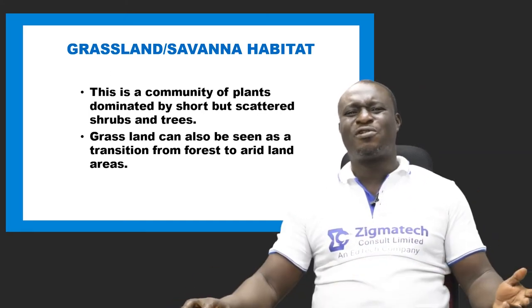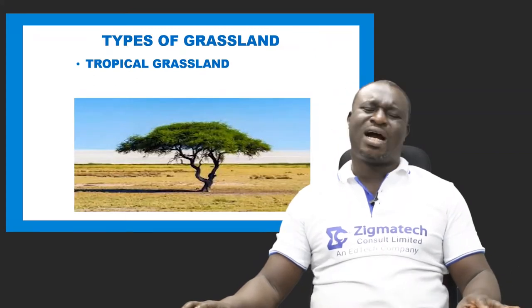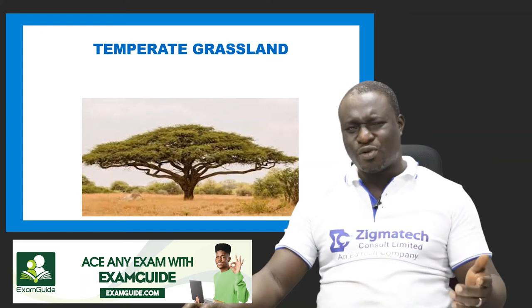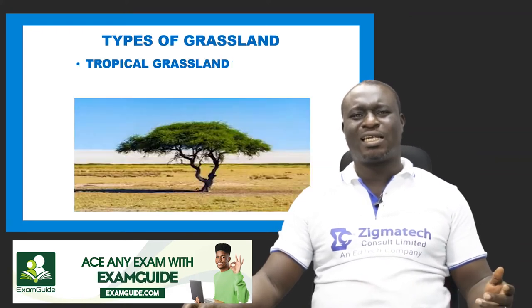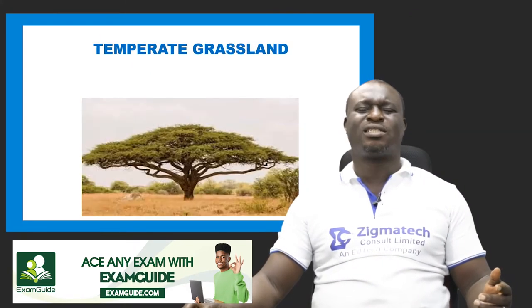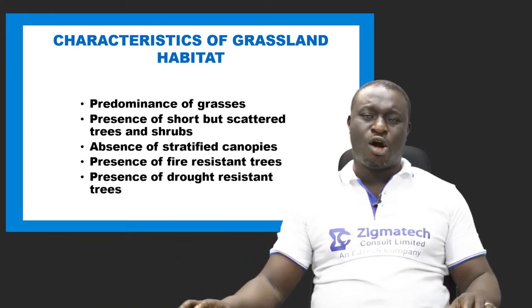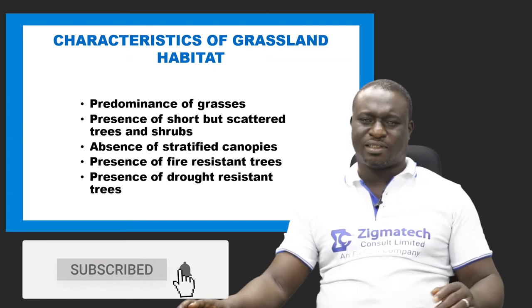Now, we have different types of grasslands. We have what we call the tropical grassland, and then we have the temperate grassland. Now, let's take a look at some of the characteristics of grassland habitat.